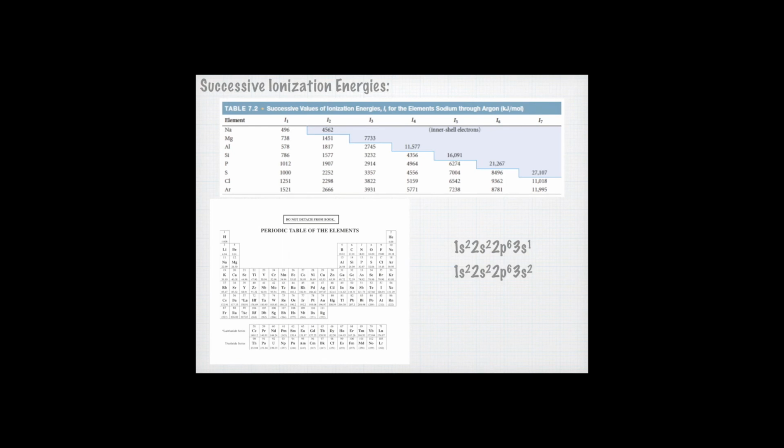Now, just to make sure we're clear on this, if you look at magnesium, notice the first ionization energy and the second ionization energy, there's not a huge difference, there isn't a big leap. But then going from the second ionization energy to the third ionization energy, there is a big leap in ionization energies. And that's because in order to remove those first two electrons, those are from the outer shell. And therefore, they're not experiencing as much attraction. They're farther away from the nucleus.